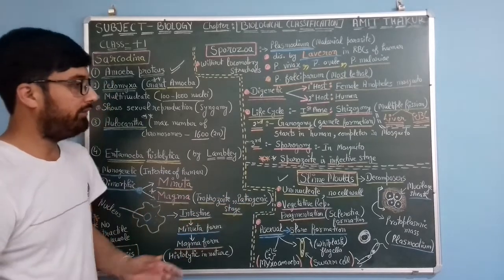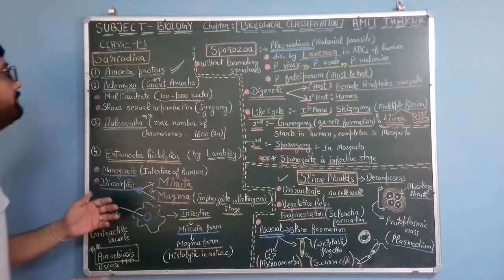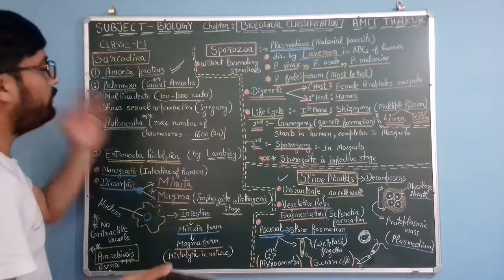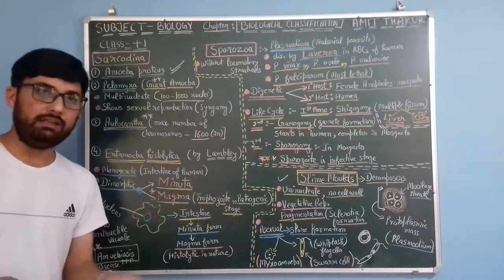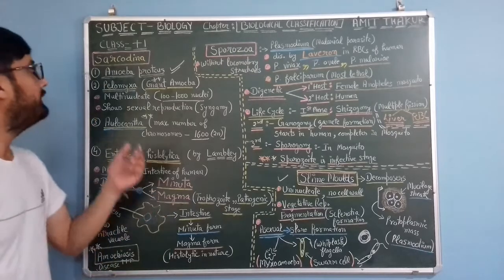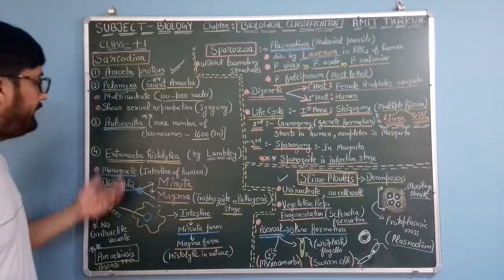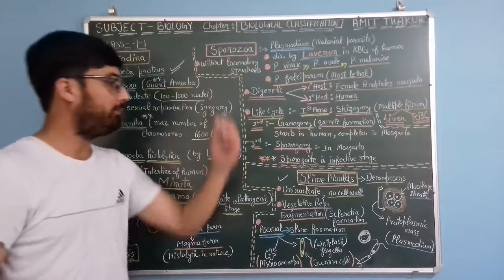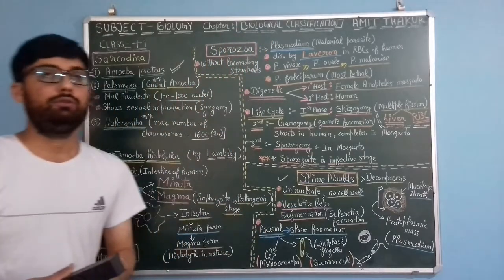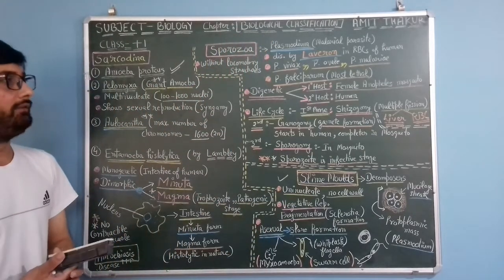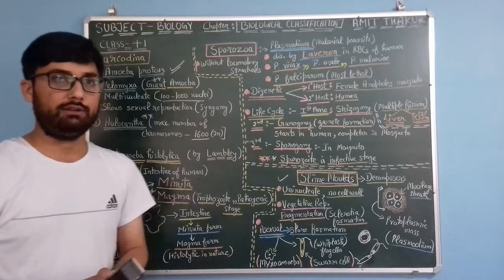So that's all about protozoans and protists: zooflagellata, ciliata like paramecium, sarcodina like amoeba or entamoeba, sporozoa like plasmodium, and slime molds. Tomorrow, in the next lecture, we will discuss kingdom fungi. Thank you.